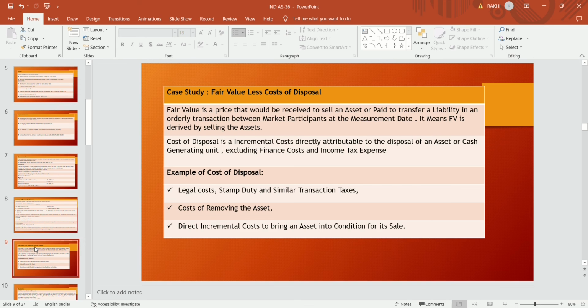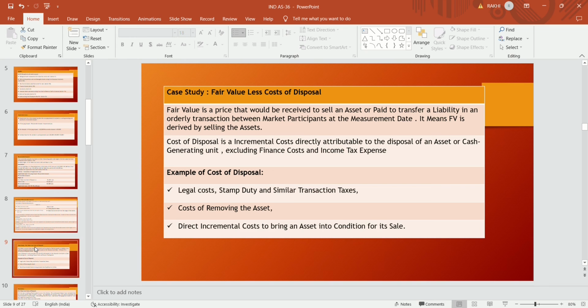It means fair value is derived by selling the asset. Fair value is derived when we sell the asset. Fair value is always at the time of disposal. Fair value also depends on the market participants.